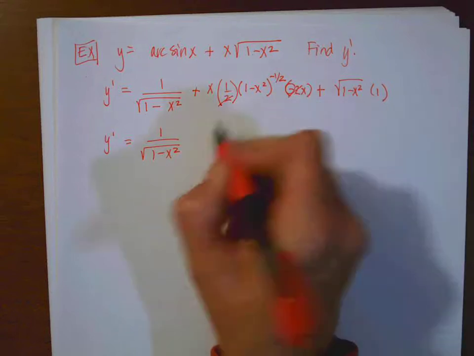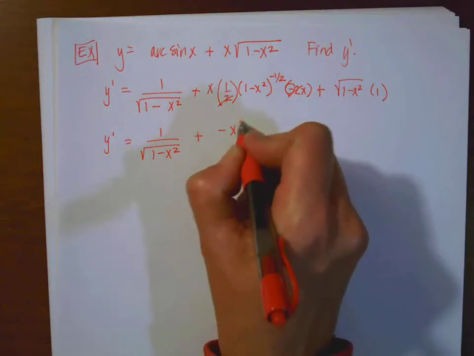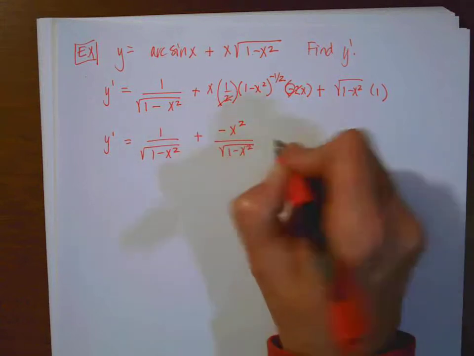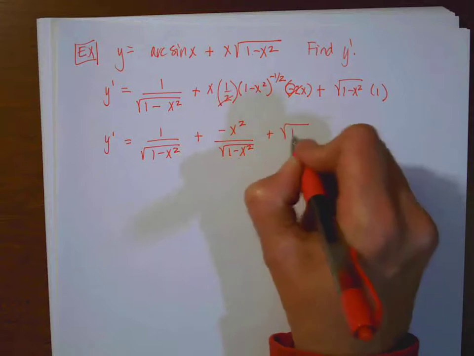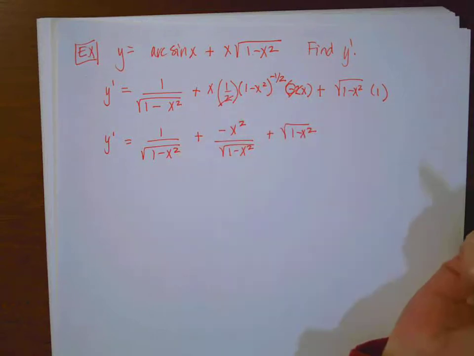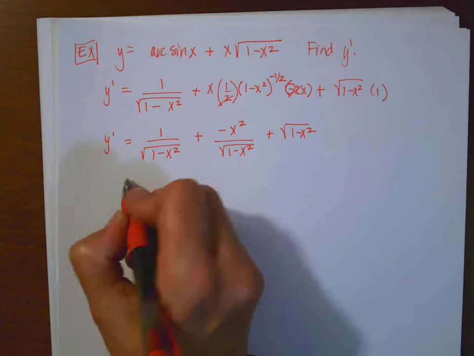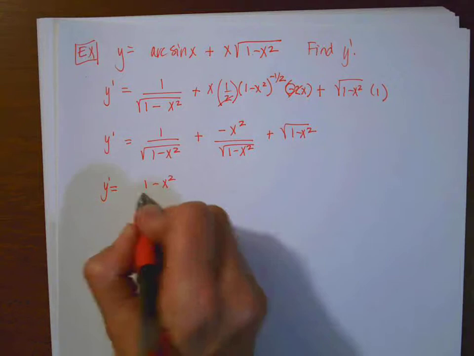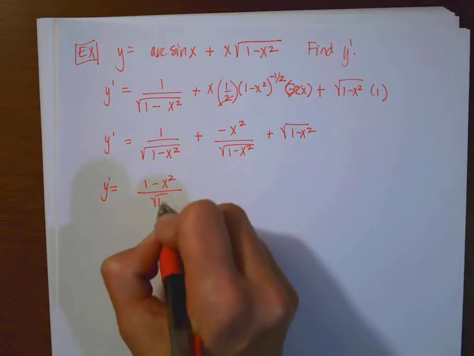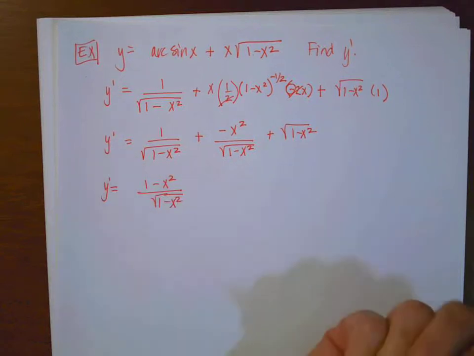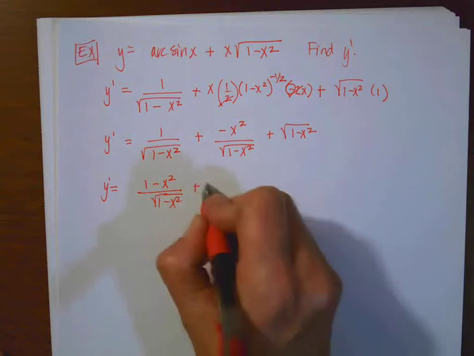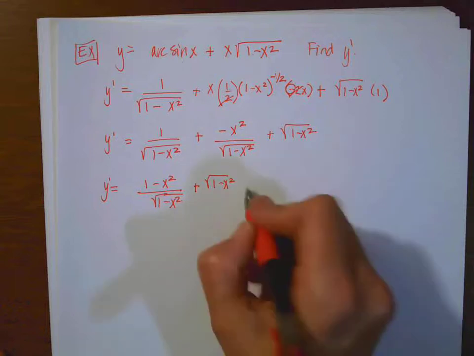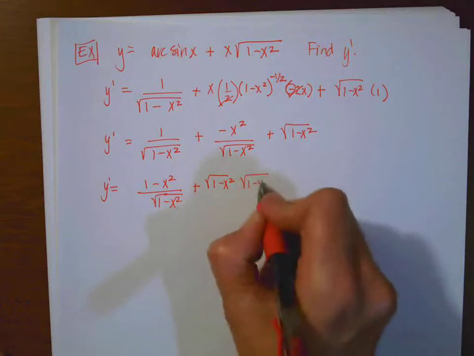So I'm going to have 1 over the square root of 1 minus x squared. And then I have a negative x times x. So I'm going to put plus a negative x squared over the square root of 1 minus x squared. And then I'm going to have plus 1 minus x squared. Well, the goal would be to put some of this stuff together. So I'm going to write y prime is equal to 1 minus x squared over 1 minus x squared, because those two guys have the same denominator. And then I'm going to do plus 1 minus x squared.